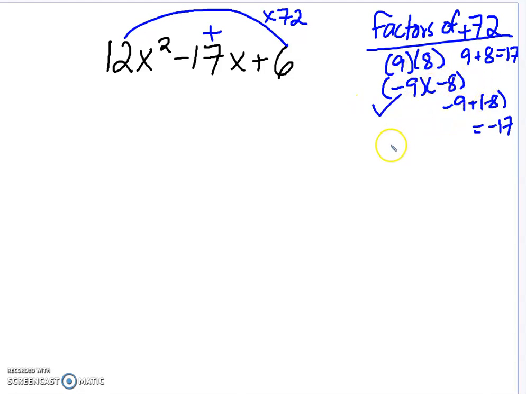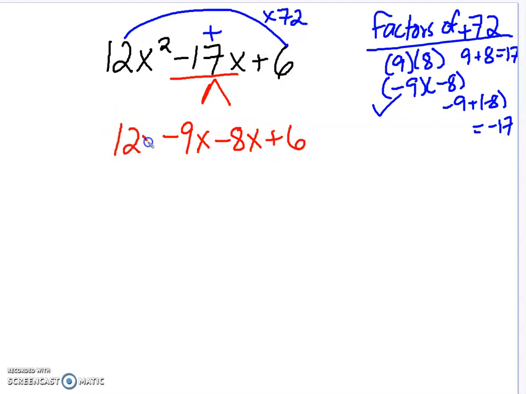Instead of using these and creating factors right away, I have to replace my b value, which is negative 17x, with negative 9x and negative 8x. And it doesn't matter which order you put these two terms in, you will still get the same two factors if you follow the procedure. So now I'm going to drop down that positive 6 and that 12x squared.